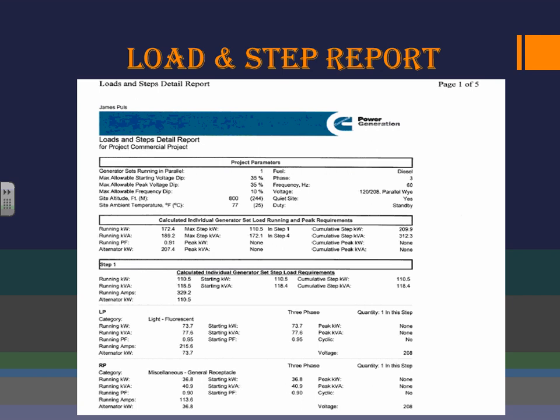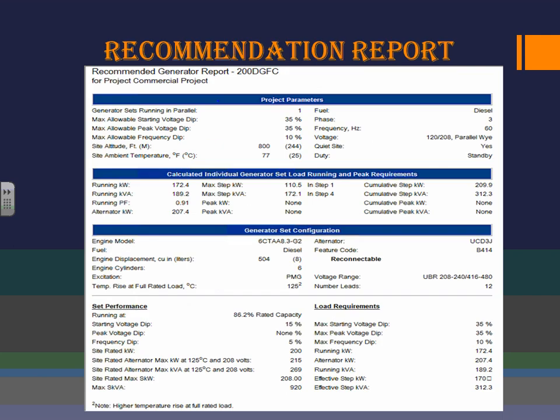With that, we had to run the calculations for it. This is one of five pages that it came up with. It tells you the information that you put in, what type of fuel, three phase. It tells you the calculated loads. It also breaks it down per step and which order you had everything come up. Since we're using Cummins, it came up with a Cummins generator.